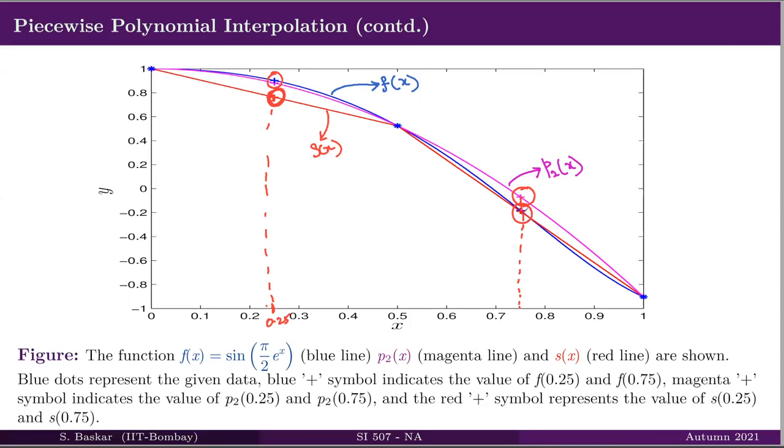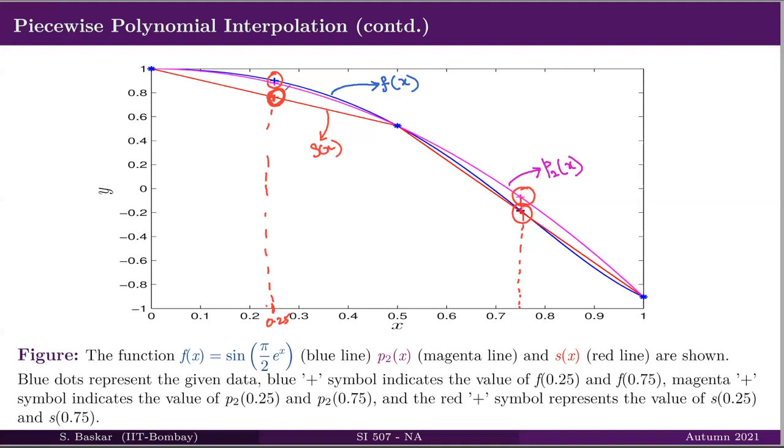Here, the piecewise polynomial interpolation giving a better answer is merely a coincidence. And similarly here, the quadratic polynomial interpolation giving a better answer is also merely a coincidence. Therefore, we cannot make any conclusion that piecewise polynomial is always better or some global polynomial approximation is always bad or vice versa. You cannot make any conclusion.